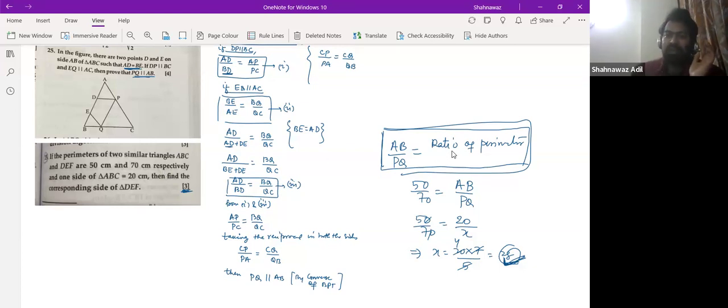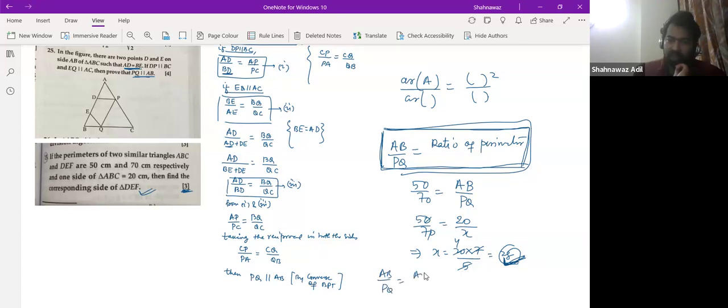So in earlier classes we had ratio of areas, right? The ratio of areas was sides squared. So all these things were there. Nowadays these are not. But you have to know. If you want to do this question, just remember that the ratio of sides is equal to the ratio of perimeters. So, let's say AB by BQ would be AB plus BC plus AC divided by PQ plus QR plus PR. This is the equation. Is it clear? Yes, sir.